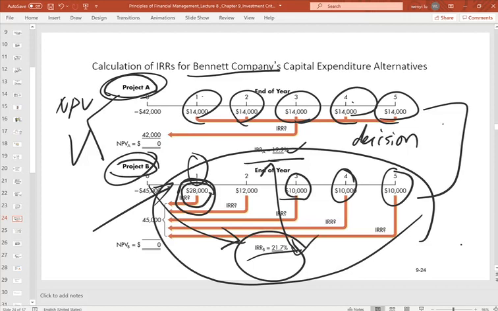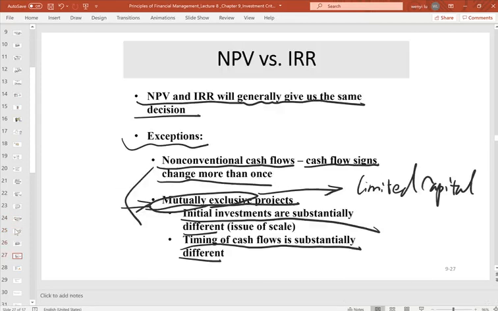So you need to choose project A or B. Do we need to follow the NPV method or the IRR method? Now we need to make our decision, especially since these two are not consistent. So which one do we need to follow? And that is our discussion for this video.